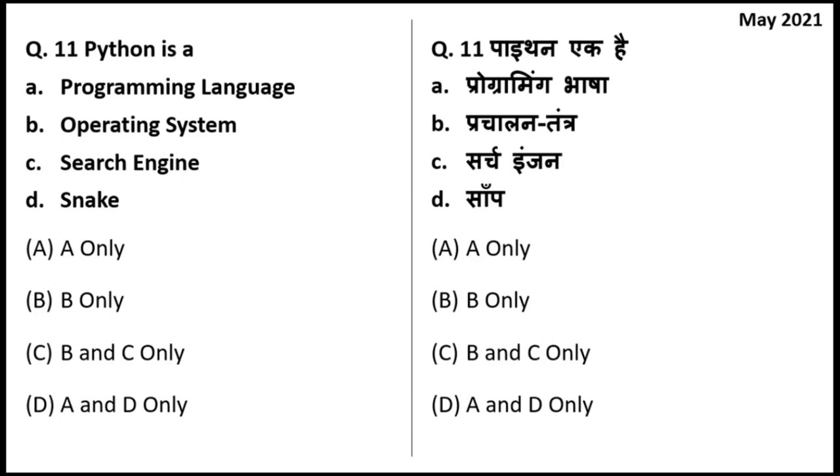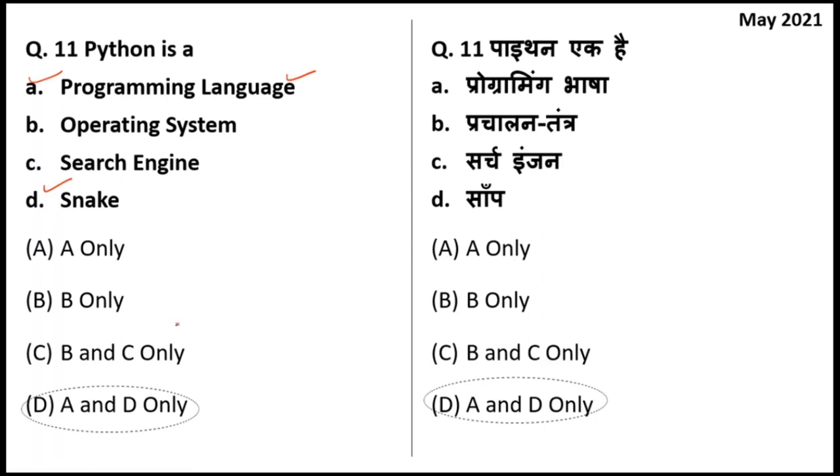Python is a programming language, operating system, search engine, or snake. So you might have heard about programming languages. These languages are used to write computer codes. So Python is a kind of programming language. Also, Python is a kind of snake. It is a very poisonous snake. So A and D are right answers to this question.